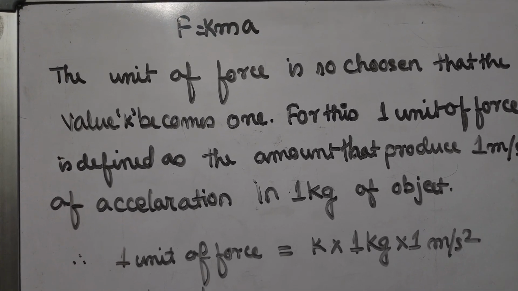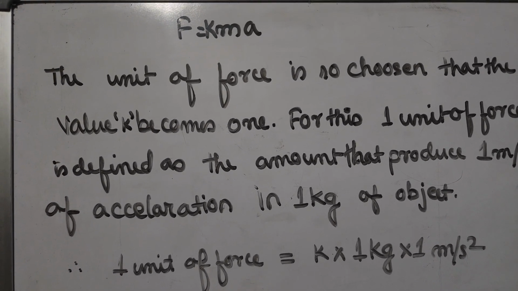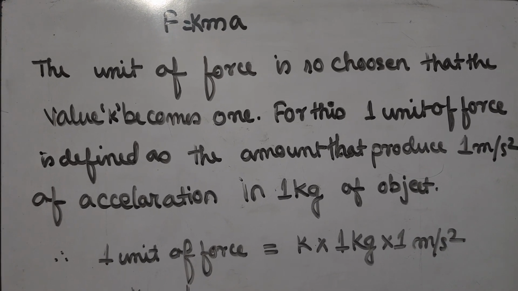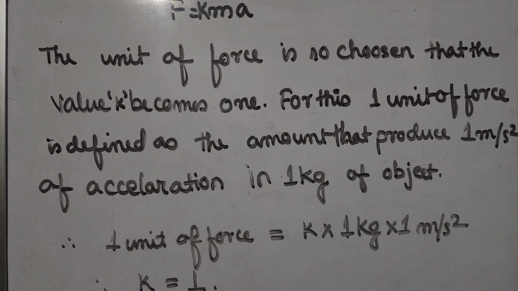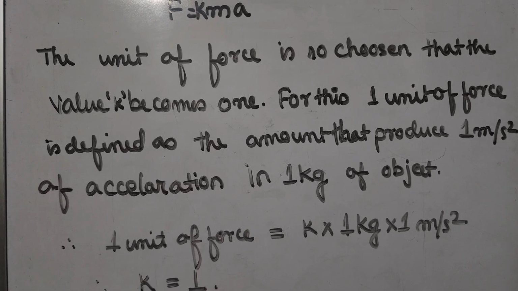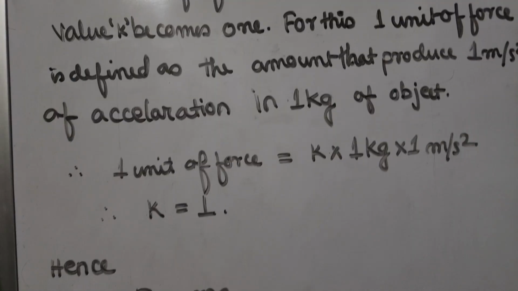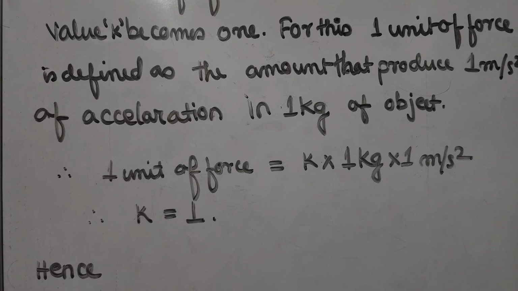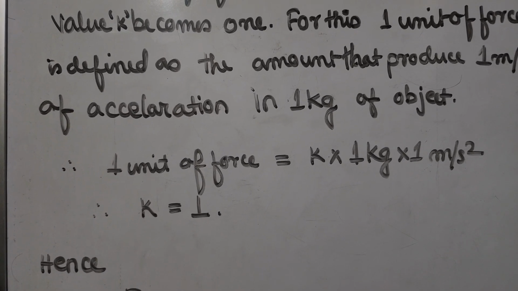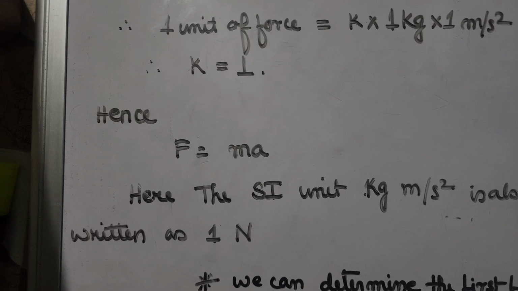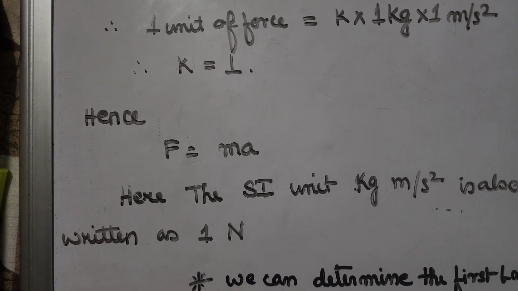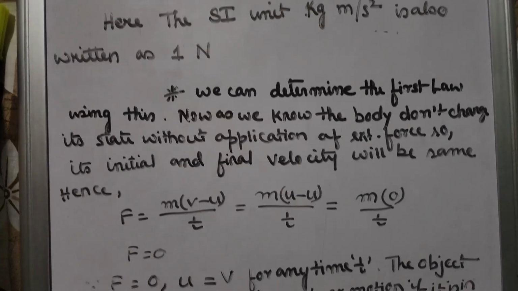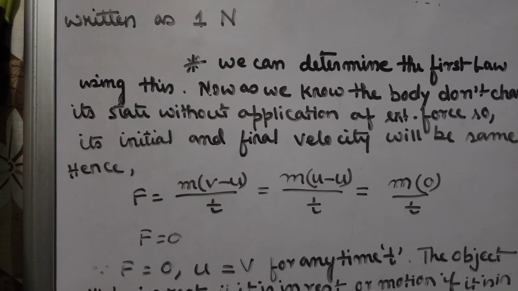Now, from the previous part, we know that F is equal to kma. The unit of force is so chosen that the value of k becomes 1. How? One unit of force is defined as the amount that produces 1 meter per second square of acceleration in an object of 1 kg. Therefore, 1 unit of force is equal to k into 1 kg into 1 meter per second square, which equals 1. That is, k is equal to 1. Hence, F is equal to ma. Here the SI unit is kg meter per second square, also written as 1 N or 1 Newton.